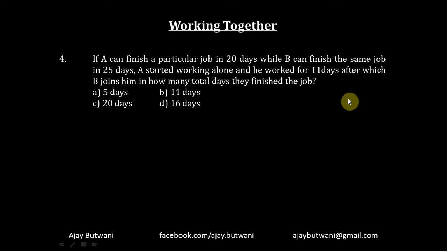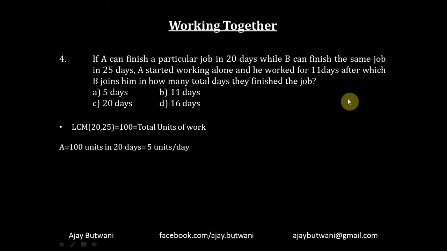I am not interested in for how many days a particular person is working. I am only interested in the numbers which are given, that A can do the job in this many days, B can do the job in this many days, together they can do the job in this many days. Those are the numbers for which I'll be taking the LCM, not the numbers for how many days they have worked and then finished the work later on. I hope this point is clear. So LCM of 20 and 25 is going to be 100, which is my total work.